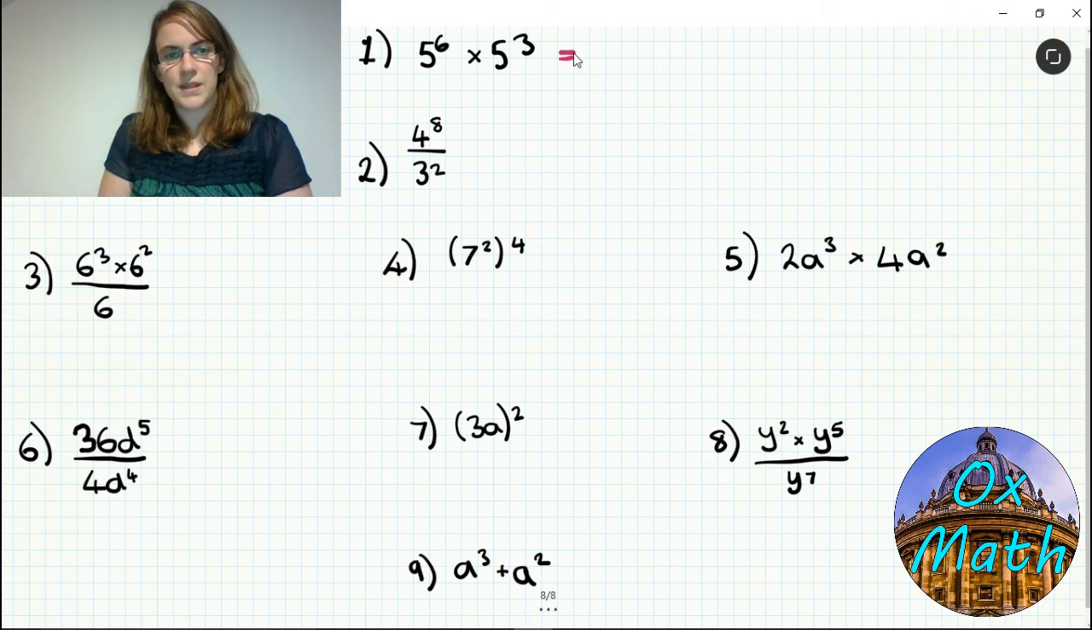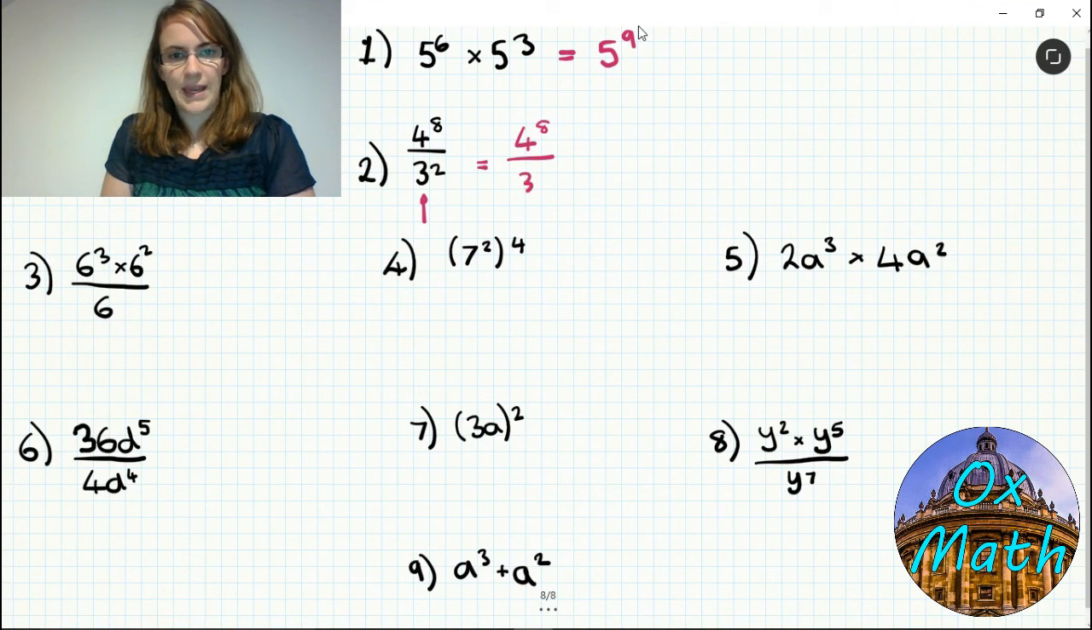So number 1, it is multiplication, so we add the indices because the first one tells us that we use 5 6 times. The second term tells us that we use 5 3 times, so in total we have used 6 plus 3, so 9, so 5 to the power 9. Number 2, 4 to the power 8 divided by 3 squared. Remember, the bases are different and our laws only apply when we have the same base, so we cannot simplify this down anymore. So it is just 4 to the power 8 divided by 3 squared.